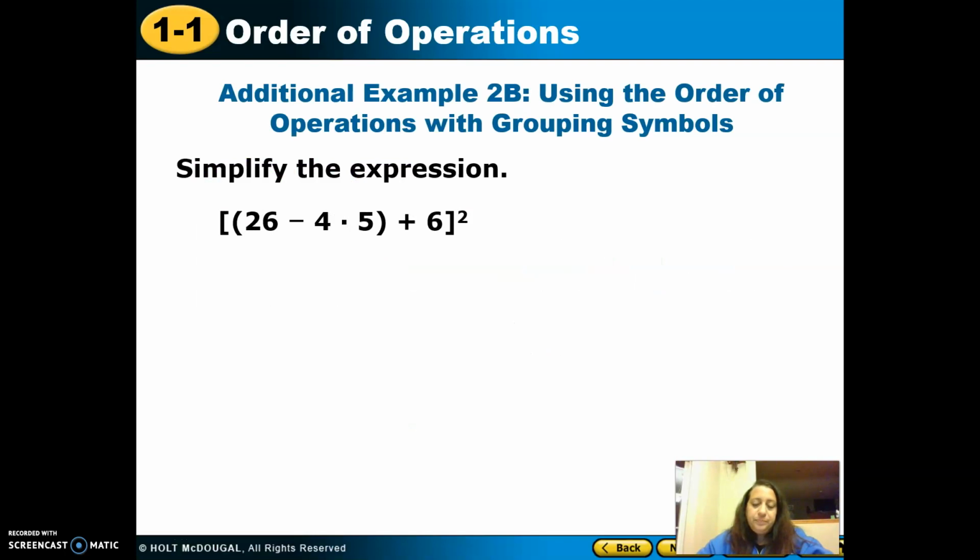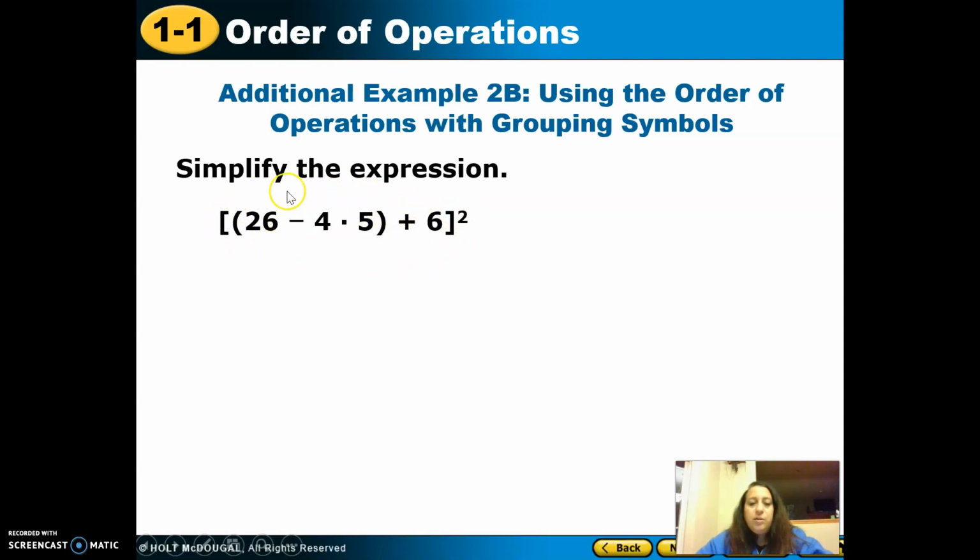Now this one has everything in it. This is a problem where there are parentheses, there's actually brackets, there's exponents, there's addition, subtraction, multiplication. The only thing that's not in here is division. So pretty much we're hitting everything in this particular problem. If you have parentheses inside of another set of grouping, you want to work from the inside out.